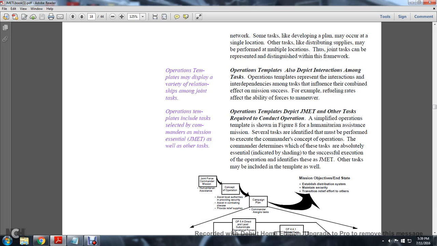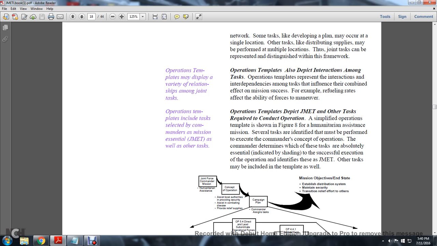Operational templates may display the variety of relationships among the joint tasks. They also depict the interactions among the tasks. Operational templates represent the interdependency among the tasks and the influences that combine to affect mission success. For example, the refueling rate affects the ability of the force to maneuver. An operational template includes tasks selected by the commander as mission essential, as well as other tasks. Operational templates depict the joint mission essential tasks and other tasks required for conducting the operation.